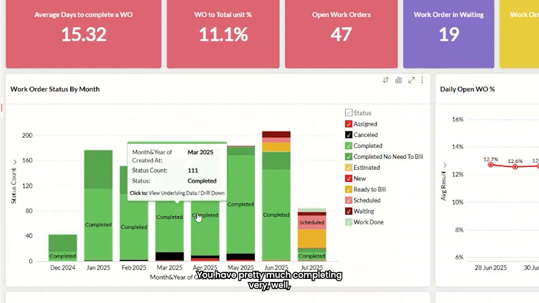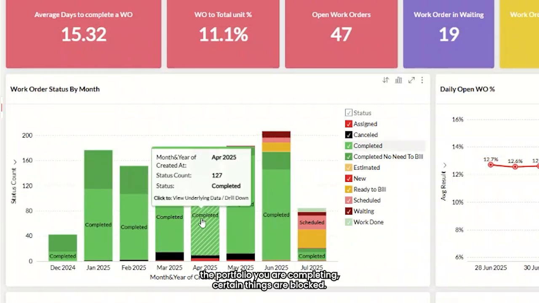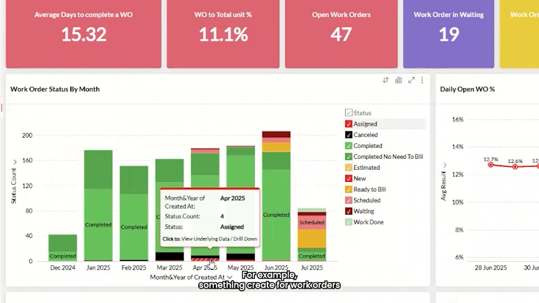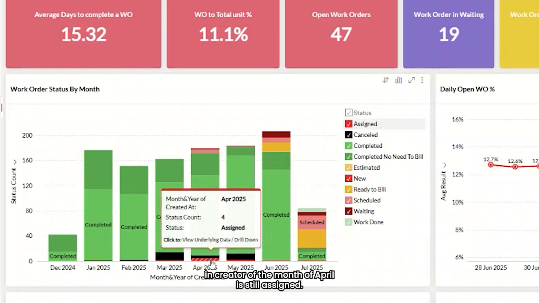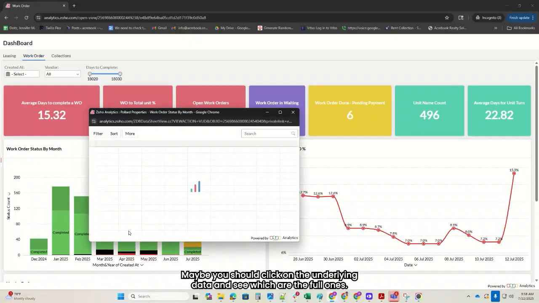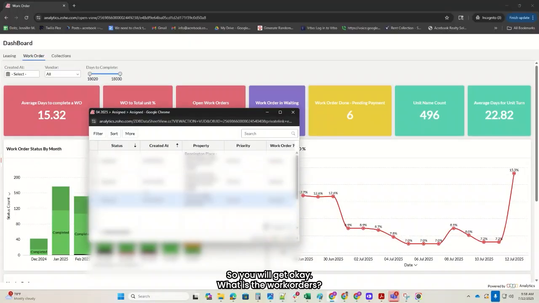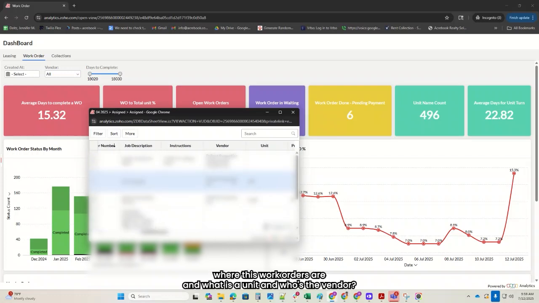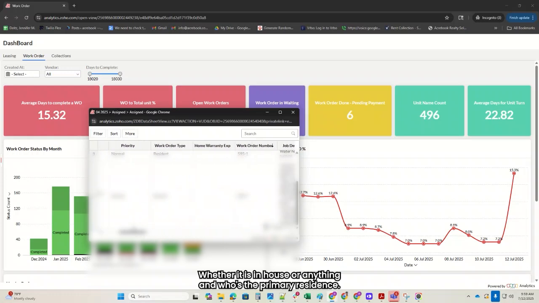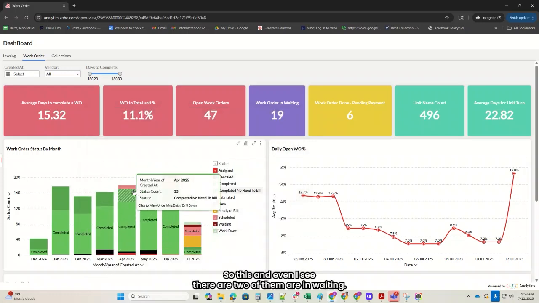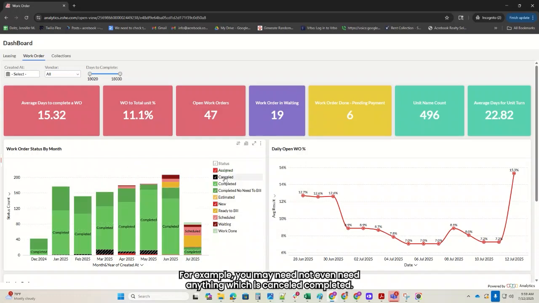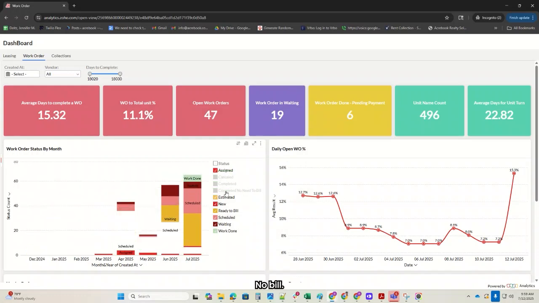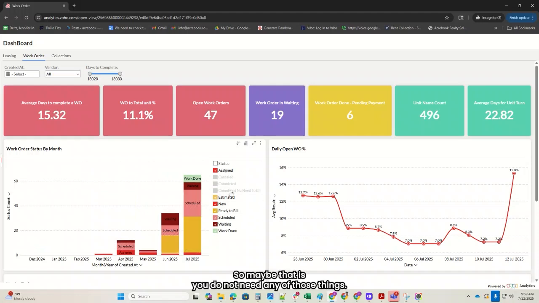You have pretty much completing very well the portfolio you are completing. Certain things are blocked. For example, 4 work orders created in the month of April are still assigned. Maybe you should click on the underlying data and see which are the 4 ones. So you will get, okay, what is the work order, what is the property where these work orders are, what is the unit, who's the vendor, whether it is in-house or anything, and who's the primary resident. And even I see there are 2 of them are in waiting. For example, you may not even need anything which is cancelled, completed, no bill. So maybe you don't need any of those things.